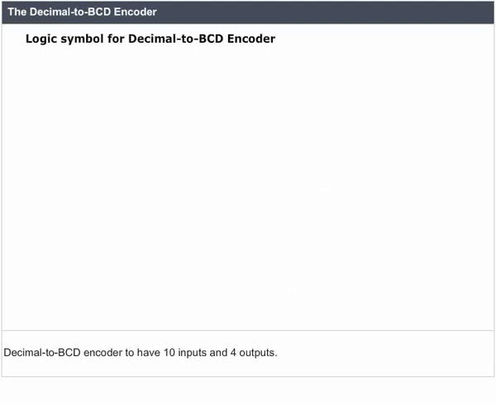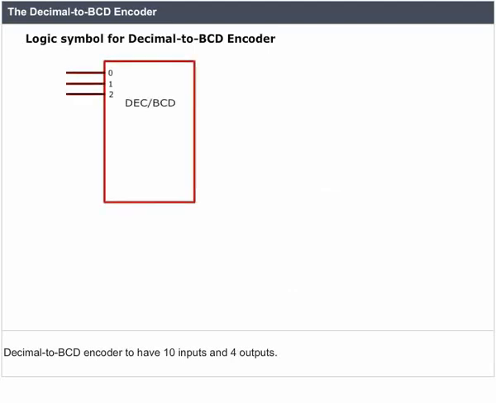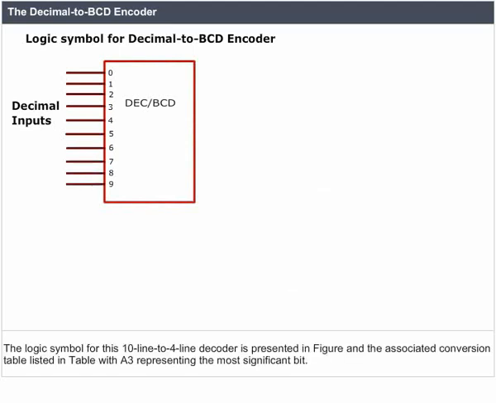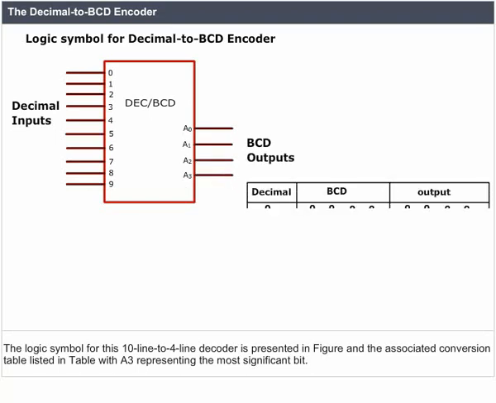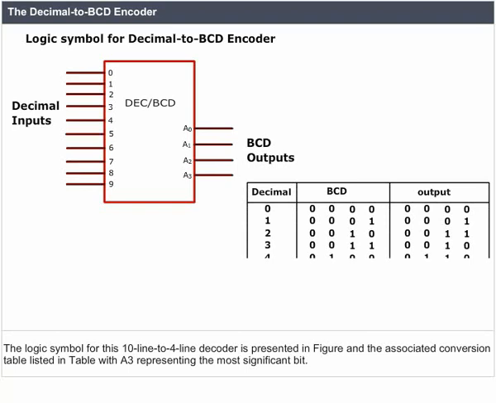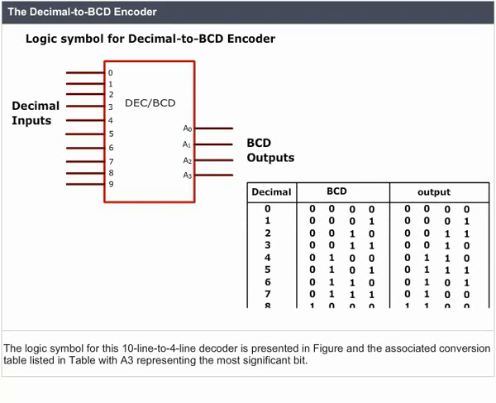The decimal to BCD encoder. A decimal to BCD encoder has 10 inputs and 4 outputs. The logic symbol for this 10-line to 4-line encoder is presented, and the associated conversion table is listed in the table, with A3 representing the most significant bit. Truth table for decimal to BCD encoder.